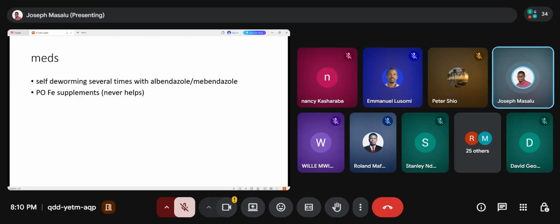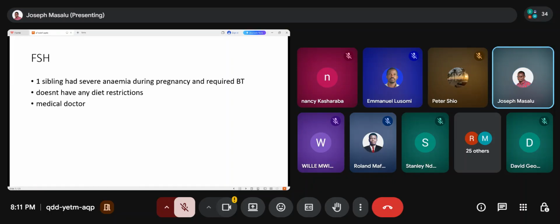Meds: she reports that she has self-dewormed herself several times with albendazole or mebendazole. She also used oral iron supplements multiple times, but she says they never helped her. Family and social history: she has one sibling who had severe anemia during pregnancy and required BT, but otherwise no other relative with blood issues. She doesn't have any diet restrictions. She works as a medical doctor, which made the case easier.